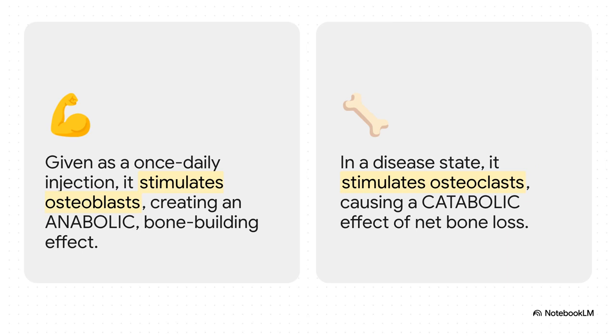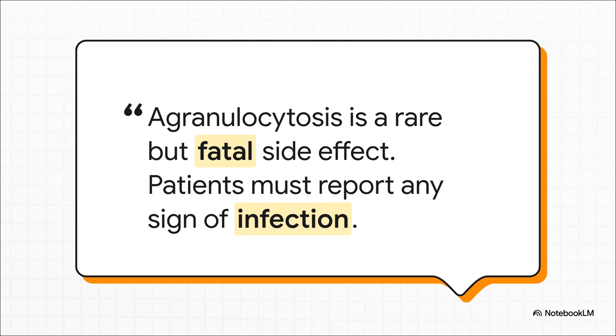But in a disease state where that same hormone is just floating around at high levels all the time, it does the exact opposite. It tells the body to destroy bone. We're basically hijacking this brief anabolic window. This makes it a really powerful tool for severe osteoporosis, but it's also why its use is limited to a maximum of 24 months. And to wrap everything up, let's touch on the thyroid.